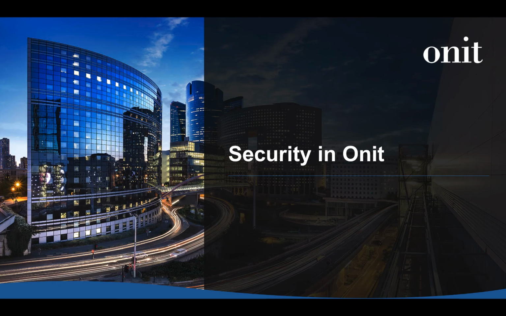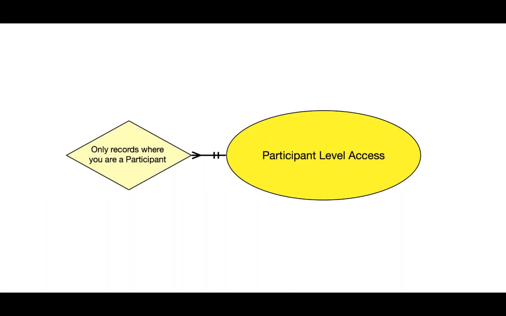In today's video, we'll be learning about security in Onit. I'll be going over the different layers to our security model, what this looks like out in the wild, and some best practices. Security in Onit follows a rule of least access. This means that only participants on a record will have access to view that record. We call this participant level access.